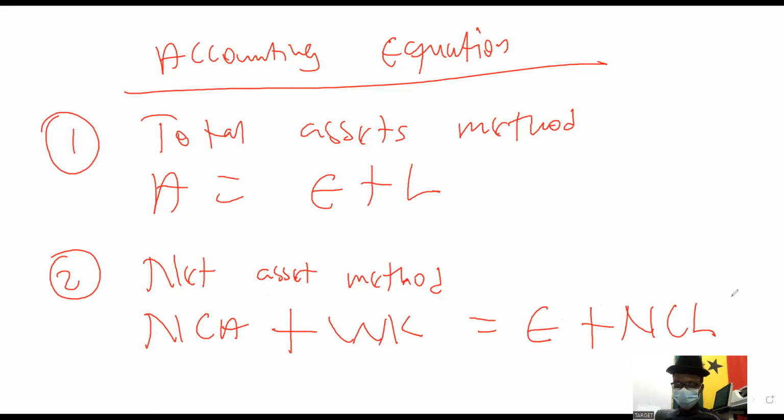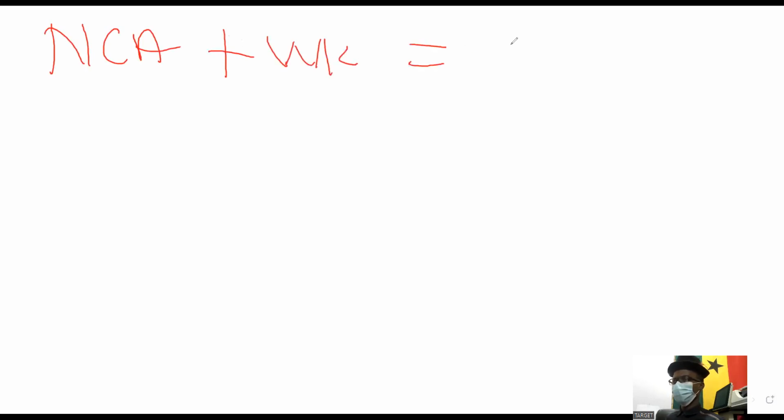Good. So for financial management, these are your topics. That's also the net asset method. We get the entire financial management from here. Now let me do the real analysis for you. If we are to say that non-current assets plus working capital is equal to equity plus non-current liability.